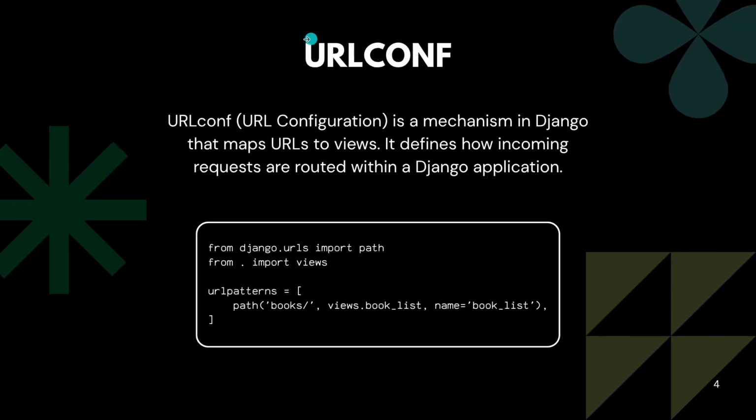URLconf. This is URL configuration. It is a mechanism in Django that maps URLs to the view. This is how you create a path in Django. You pass it three values. The first is the URL. Second is the function to be invoked if a user accesses this URL. Finally, an optional name for this path.